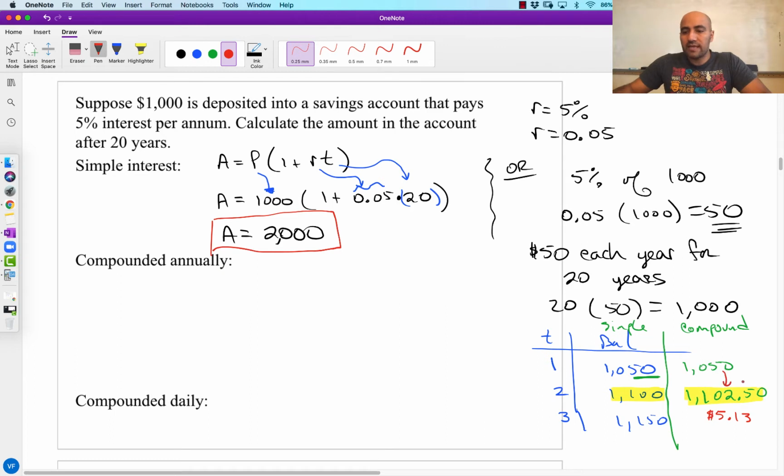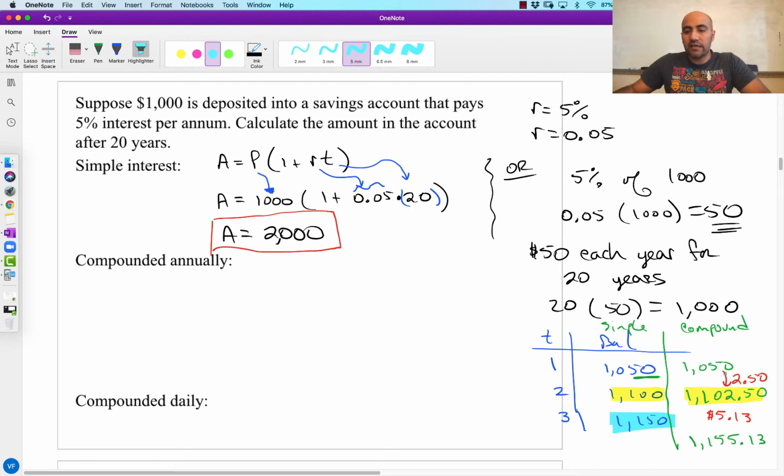From here to here, the extra amount was $2.50. That's just the interest on that $50. Whereas here, the extra interest on the $102 is going to be this $5.13. So at the end of 3 years, your account balance is now going to be equal to $1,155.13. You see how you're slowly growing faster, right? If you just had simple interest at the end of 3 years, you would have 1,150. 3 times they paid you $50.